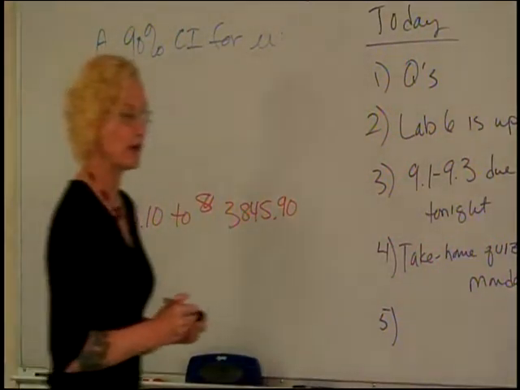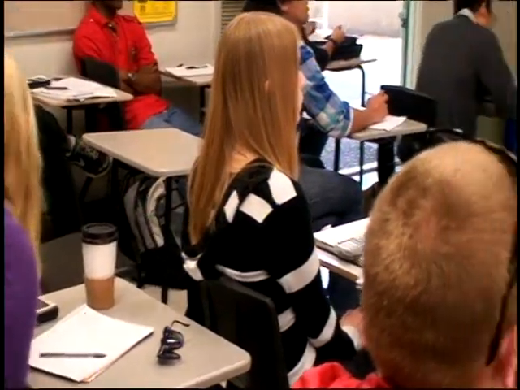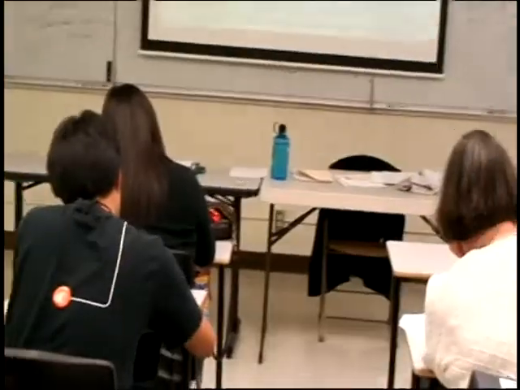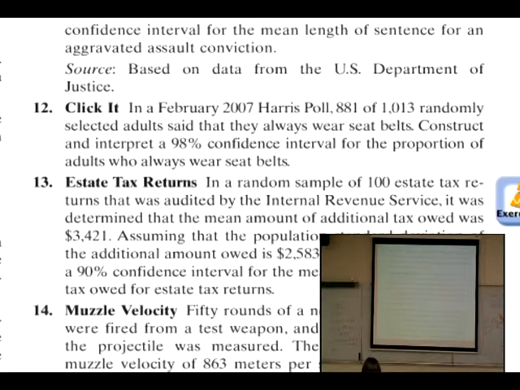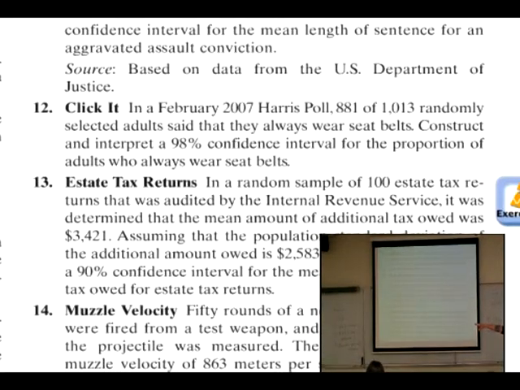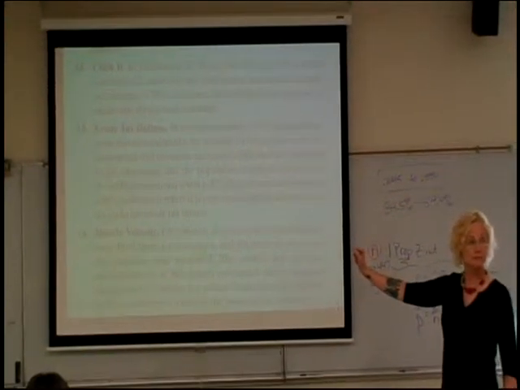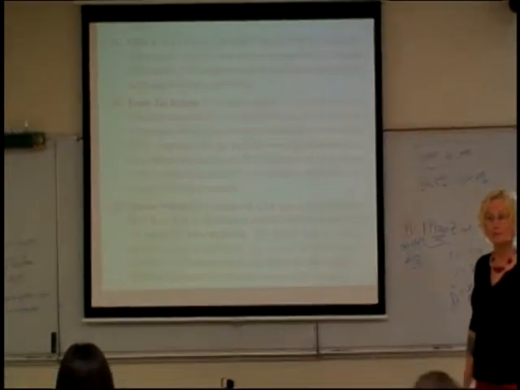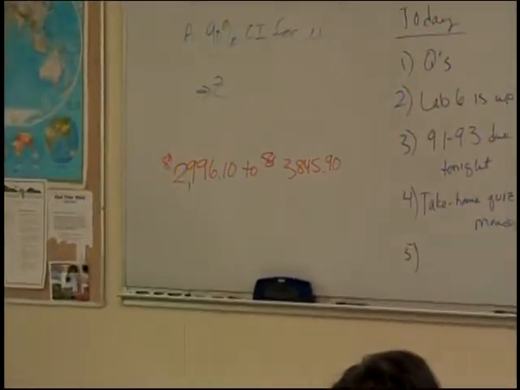Okay, so let's look back at the problem and think about what this is telling us. We're 90% confident that the mean amount of additional taxes owed for all estate tax returns in this case is between $2,996.10 and $3,845.90. Yeah? Cool. Good. All right. So if you guys want to go back and look over this, I'll be posting the link.